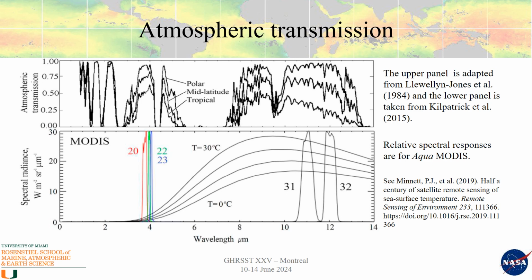However, we note that the emission, shown here as the Planckian emission at temperatures 0 through to 30 degrees C, is much smaller than at 11 and 12 microns. However, the relative changes in the signals at 22 and 23 are much greater than at 31 and 32, so there is a radiometric advantage in taking the mid-IR measurements. However, due to scattering of solar radiation during the day, measurements at 4 microns can only be used at night to derive skin SST.